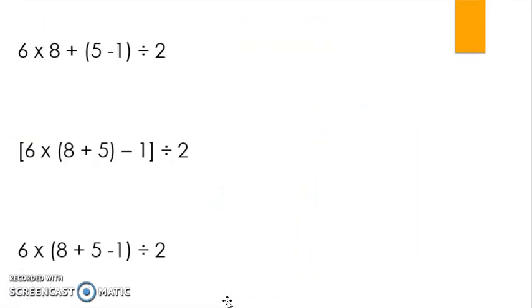Here we have 3 expressions that I'd like for you to solve. I think it would be best if you paused the video and gave this a try for yourself, and then come back and see if you did it correctly. You can pause the video now.